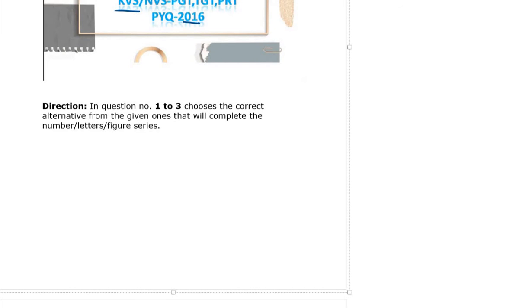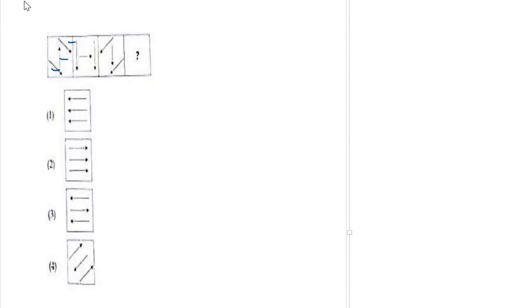Question number 1 to 3, choose the correct alternative from the given ones. It may be a number or letter or figure. Find out the pattern and identify the next figure. That is the question. So for question number 1, the lines are coming like this. First you have to compare all three figures: the first one, the middle one, and then the last one.